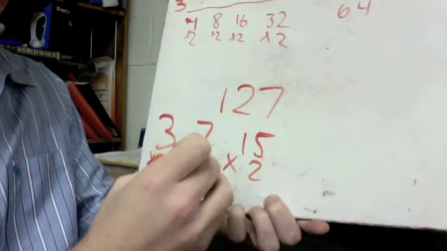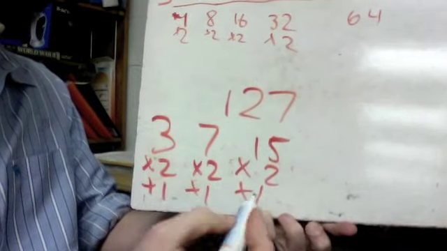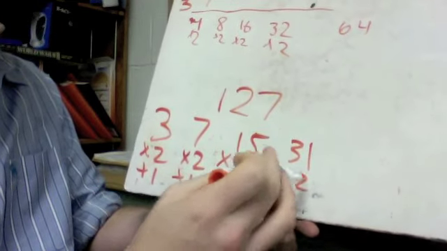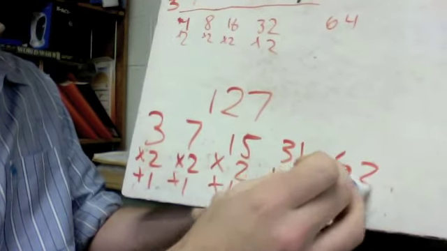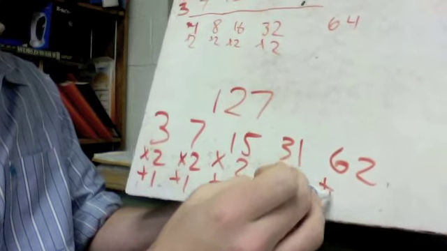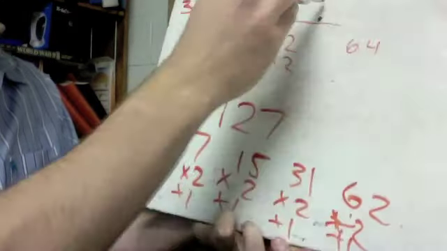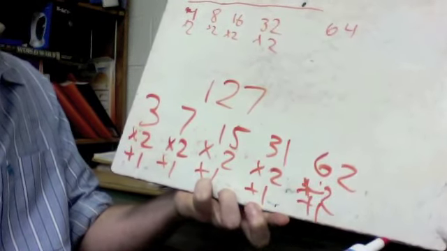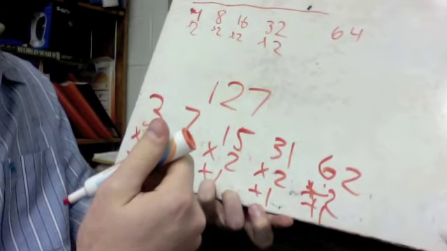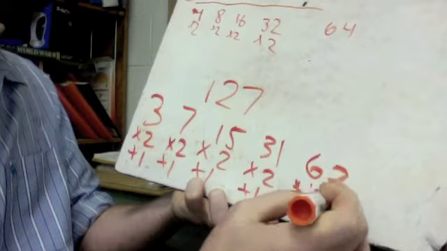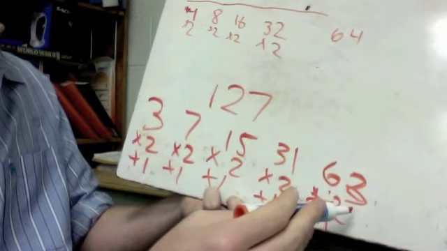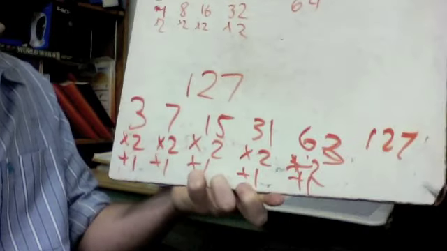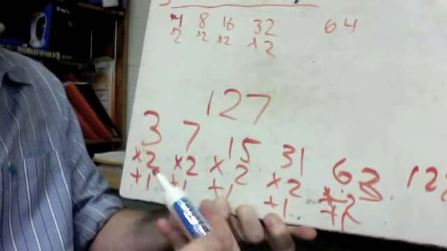I could go times 2 plus 1. 15 times 2 is 30, plus 1, 31. Times 2 plus 1. 31 times 2 would be 62, plus 1 would be 63, which is what we have here. So if we follow that pattern again, if we times 2 and plus 1, we're going to get 127. So if I times 2 to 63, 63 times 2 is going to be 126, plus 1, it is going to be 127. So another acceptable pattern here is times 2 plus 1.